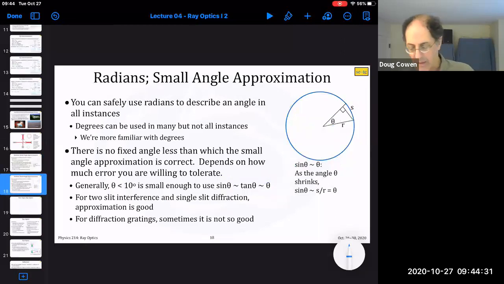Likewise, you can think of this arc length in the approximation for small angles. So as you shrink down this angle theta, this little triangle here, the bottom of the triangle, even though it's a straight line, becomes more and more closely equal to the length of the curved arc length S. So as that angle shrinks, sine theta becomes roughly equal to S over R, which is equal to theta.